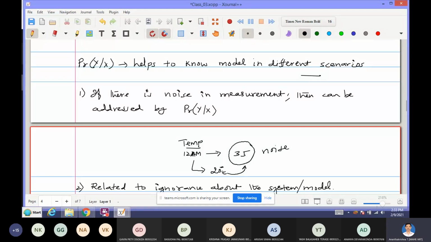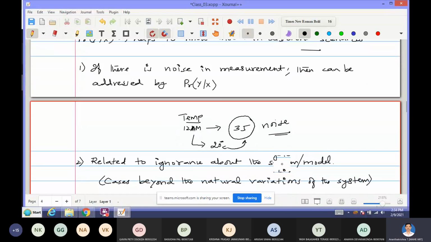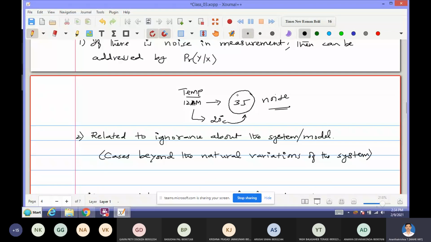Now only one particular input is taking something else. So this can be addressed like what is the probability of y for a given x. So this actually addresses such a noisy case. Hope I am trying to explain the noise measurement, okay, how probability can be addressed.